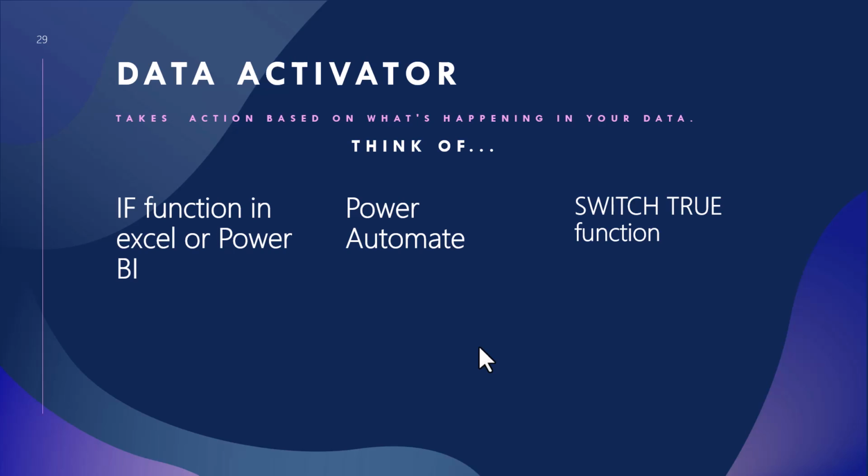The IF function or SWITCH function is such that if a particular condition is met, then this action should happen. For example, if we have clients that are making purchases of more than 10,000, then they should get a certain amount of discount. Some of these things you can implement with your IF function or SWITCH function. Or if you think of Power Automate, once you get a particular email from a particular group in your organization, then an automatic response should go to them. So this is how I want you to think about Data Activator.